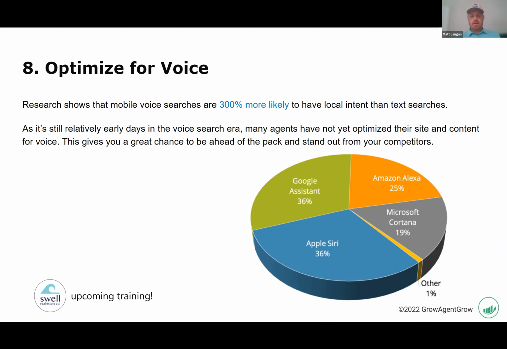This little graph over here talks about what the search market share looks like now for voice. Google Assistant and Apple Siri take most of the pie. Amazon Alexa 25%, Microsoft Cortana 19% for Microsoft users.